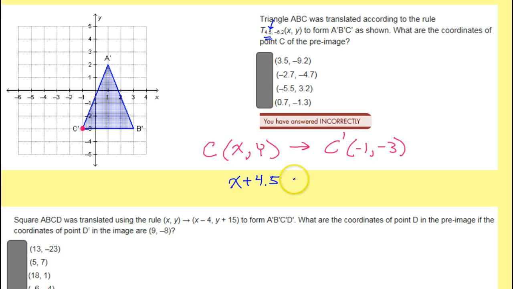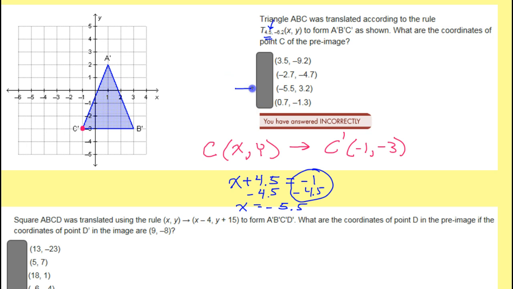And apparently we got -1 for the answer. So we could just solve this little equation, couldn't we? If I just subtract 4.5 from both sides, then that would tell me that the original x value must be -1 minus 4.5. You can use a calculator if you had to, but I hope you don't need to know that this would be -5.5.